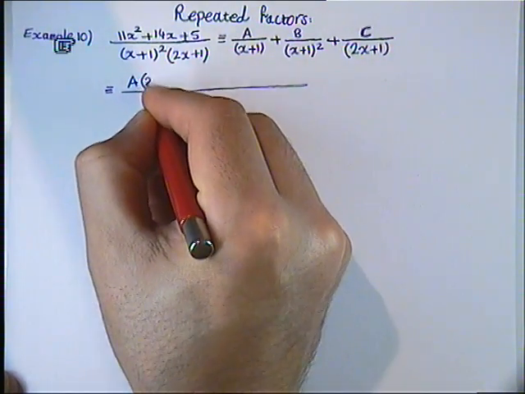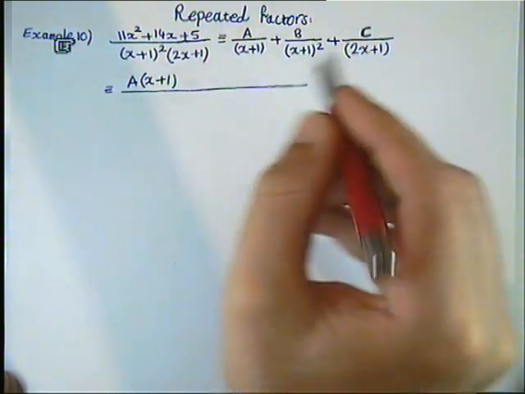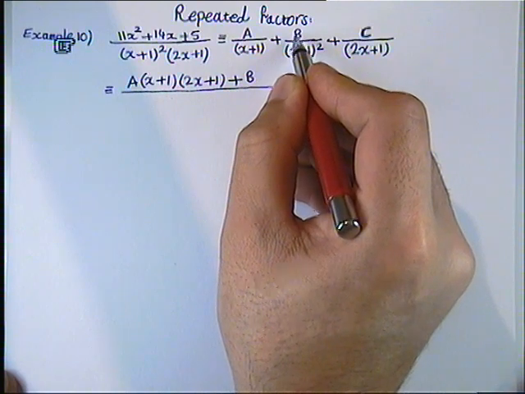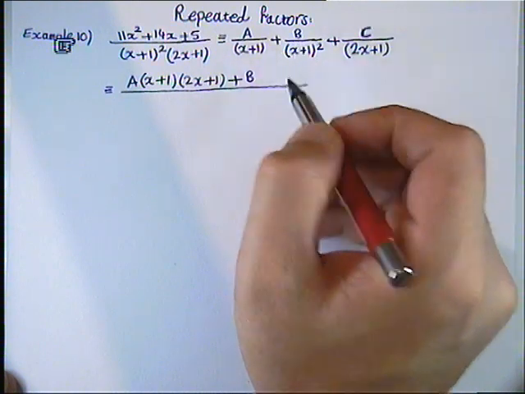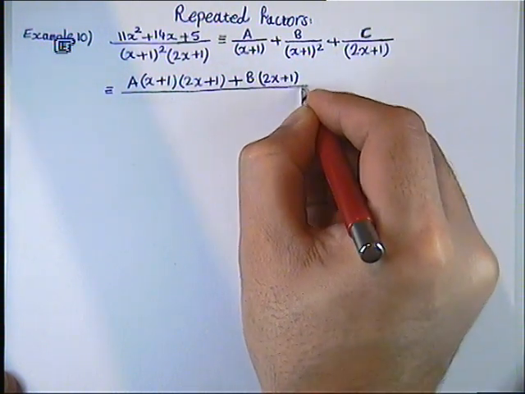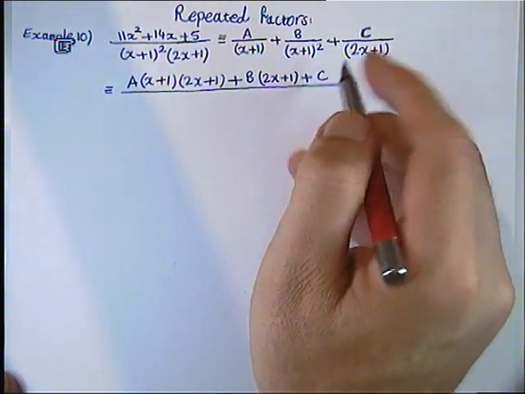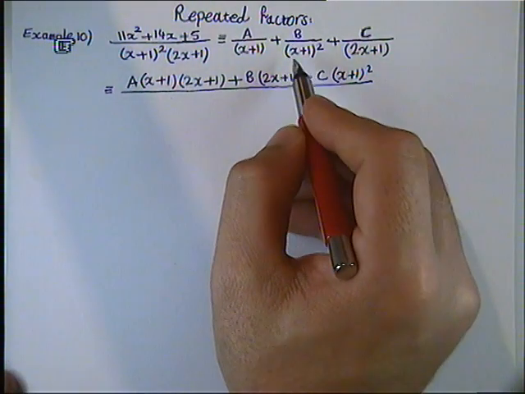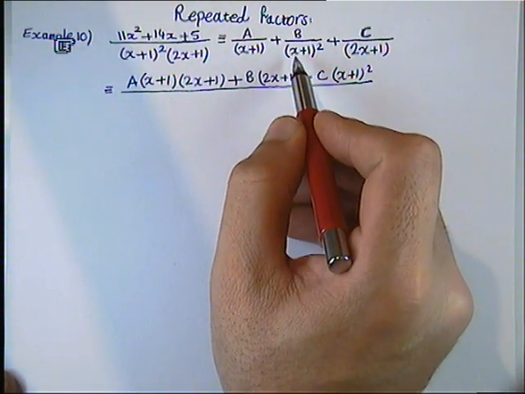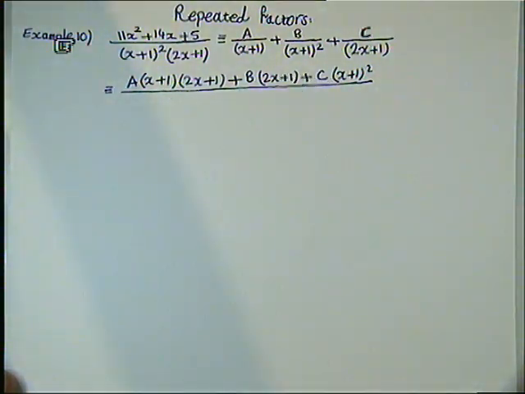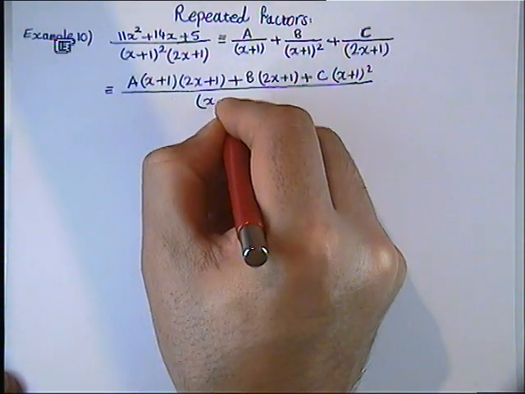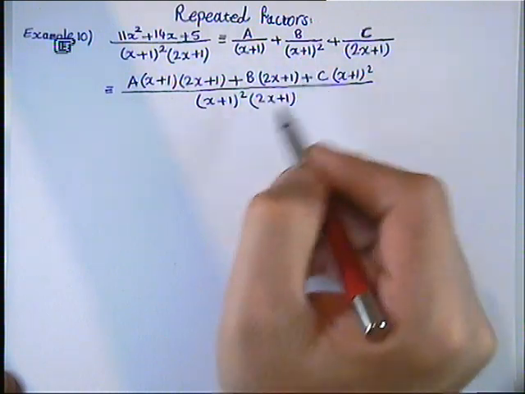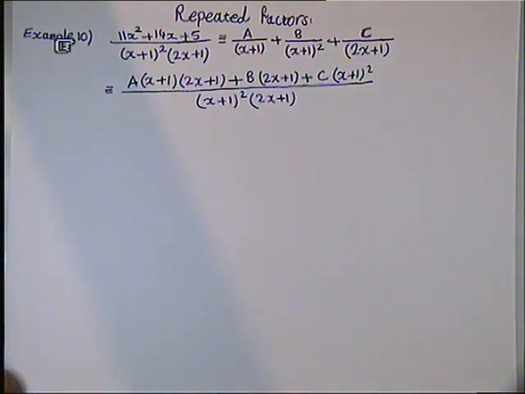So therefore, a times (x plus 1), then multiplied by (2x plus 1), add b times, we don't have to multiply b by x plus 1 because it already has (x plus 1) squared here, b times (2x plus 1), add c times (x plus 1) squared. We choose the highest factor here, which is x plus 1, so we don't have to multiply by x plus 1, we just multiply by (x plus 1) squared, all over (x plus 1) squared times (2x plus 1). Because the common denominator between these two is (x plus 1) squared, multiplied by 2x plus 1 becomes the common denominator for all these three fractions.